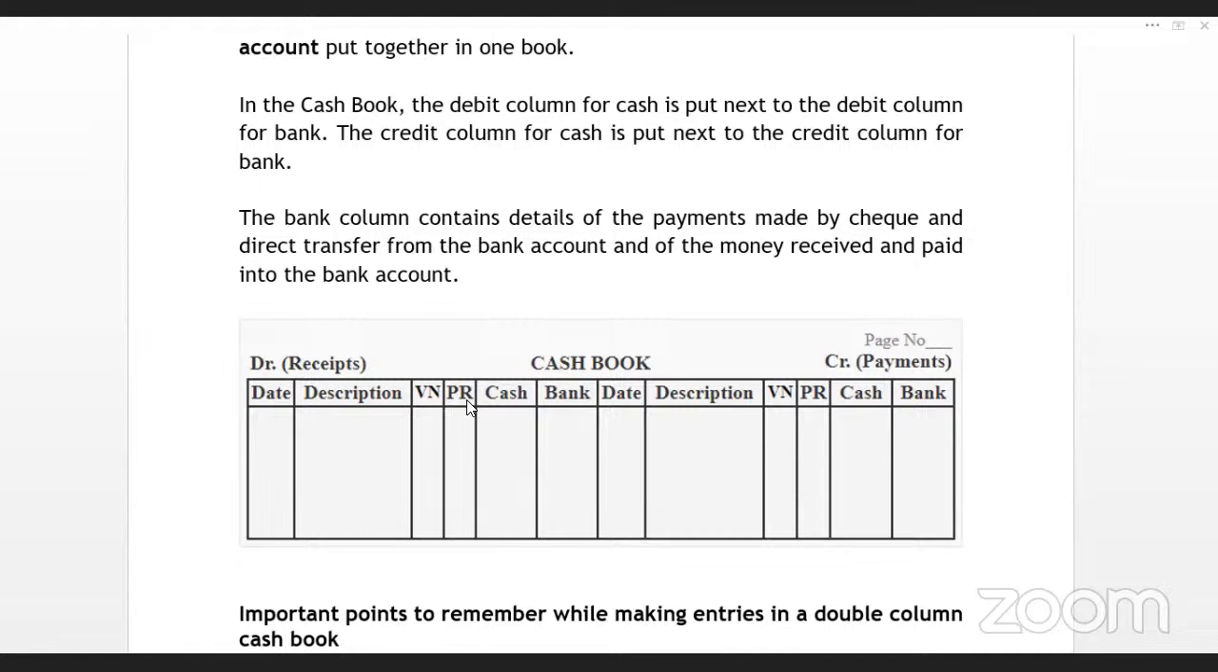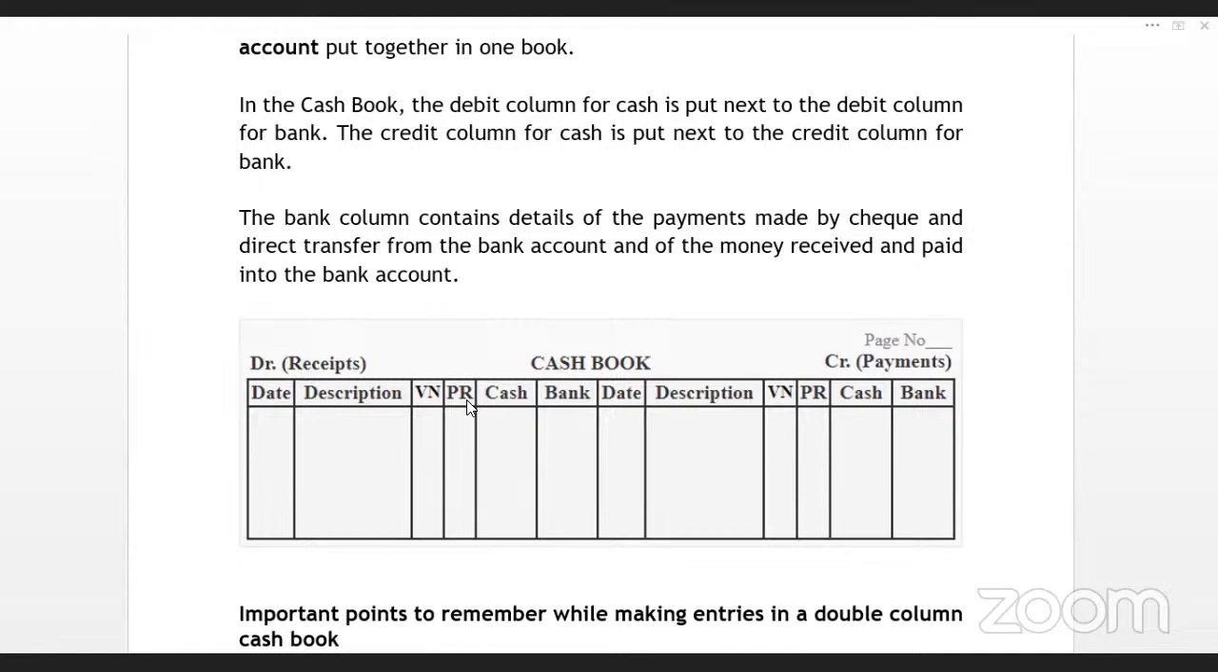So VN, that is voucher number, a unique identifier number that is assigned to each voucher. Then PR, that is posting reference. And sometimes you may find that instead of using VN and PR, you may just find one column which is known as the folio column. So PR can also be referred to as the folio column because we use it for reference purposes.